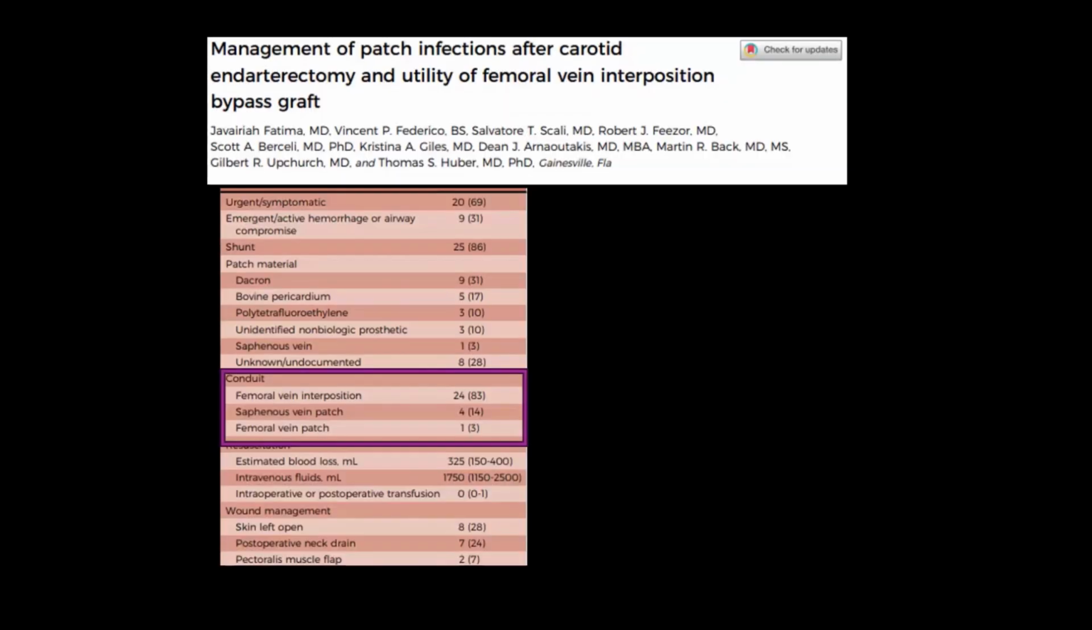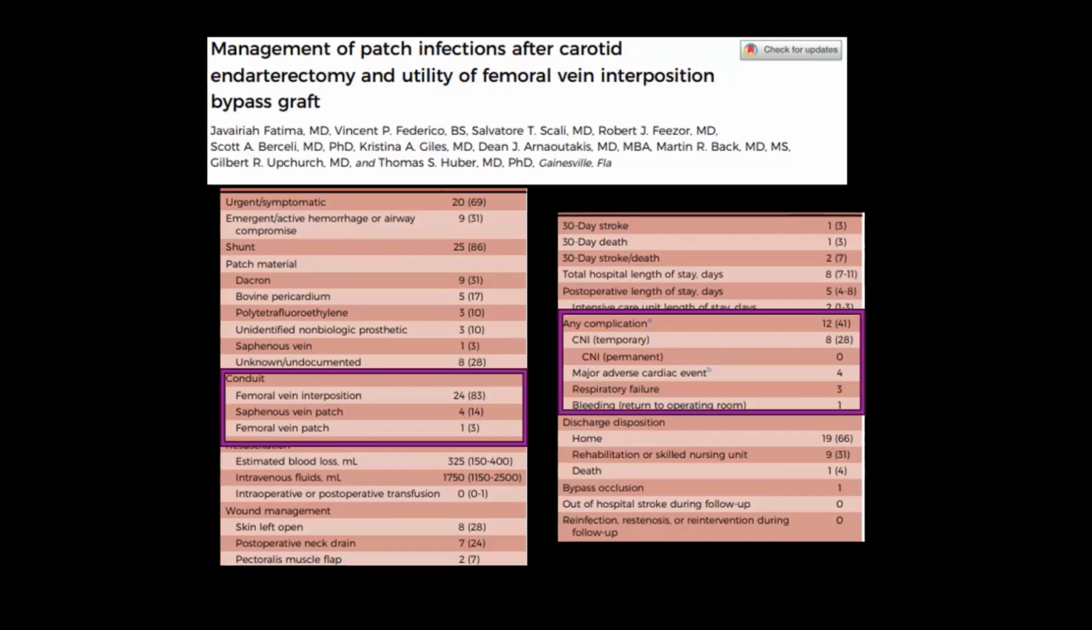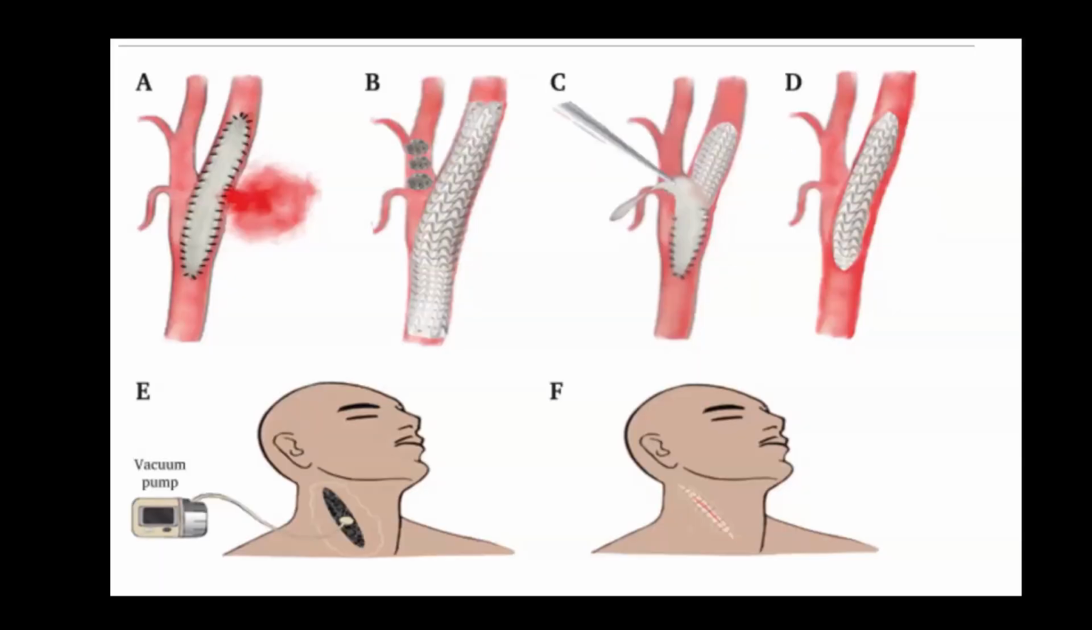At our institution, we published our CEA patch infection experience from 2002 to 2017 on 29 patients and the reconstructive options. The median time to reintervention was 15 months, with staph and strep the most common organisms. Interposition with femoral bypass vein was used in 83% of patients. Saphenous vein was used in 14%, and femoral vein patch was used in 3% of patients. 1 patient died in the postoperative period and 1 had a stroke. Cranial nerve injury was the most common complication at 28%. However, all were fortunately transient.